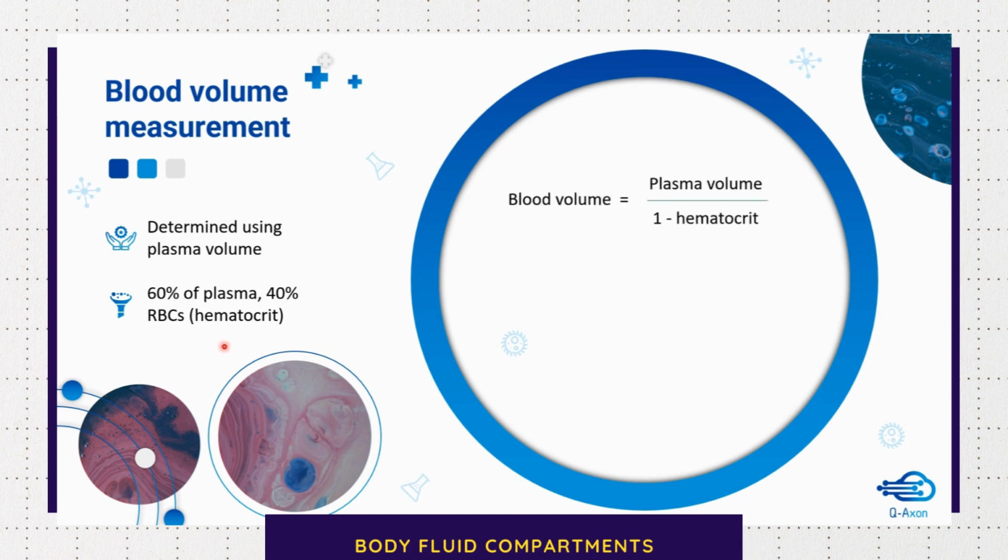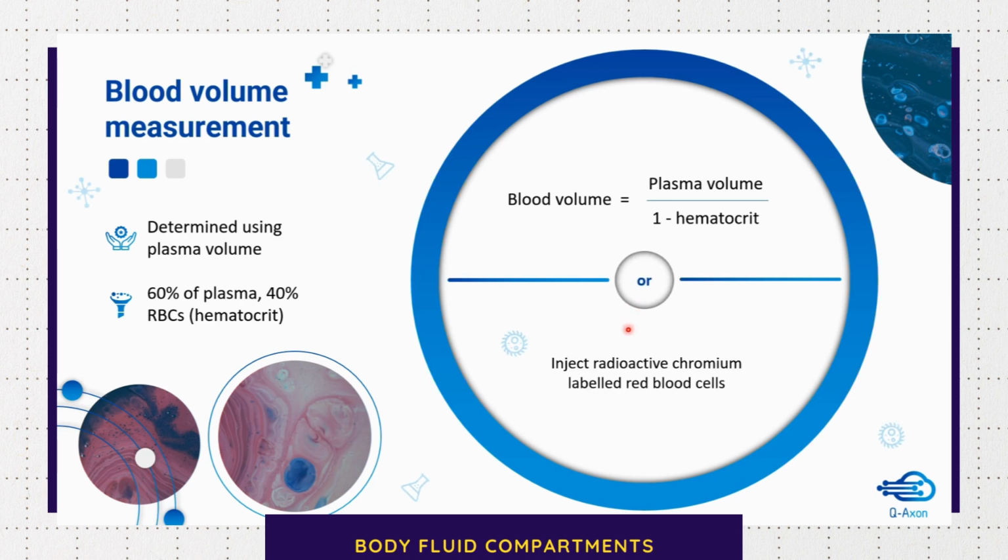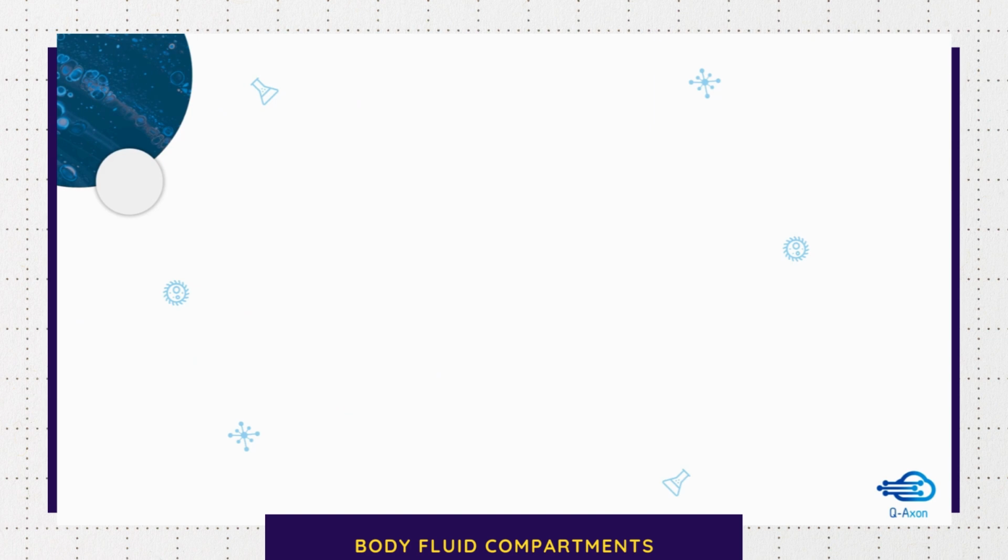If we know that, we can use this particular formula, that is blood volume is equal to plasma volume divided by 1 minus hematocrit, and we will get the blood volume if we know the plasma volume and the hematocrit. Or there is an alternative method. We can inject radioactive chromium labeled red blood cells into the blood and we can determine the concentration of these RBCs. Okay. So that's how we determine various body fluid compartments.